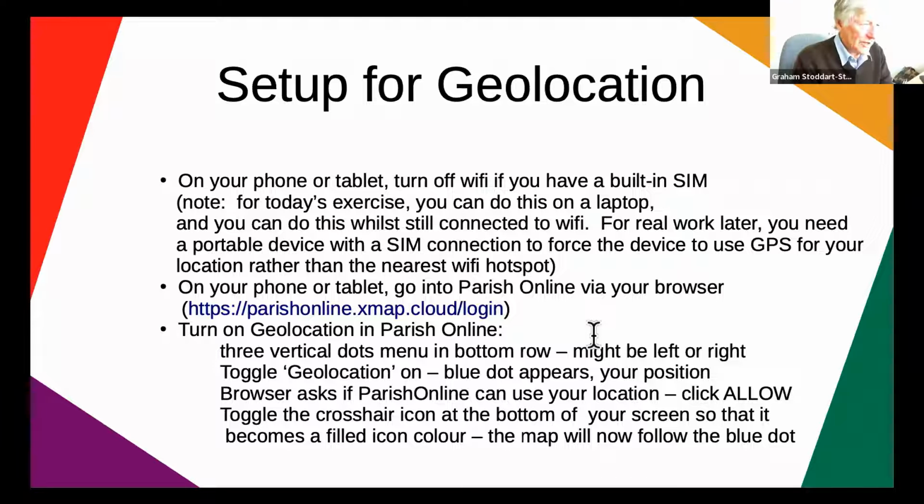So turning on the geolocation toggle just puts a blue dot on your phone, which represents where you are at the moment. Then Parish Online says, maybe use your location to control the map, and you say yes, allow. That doesn't make any immediate change, but what you should do next is move down to the crosshair icon, probably in the middle of the bottom of your screen, and tap that to toggle it so it changes color. That now synchronizes the map to the blue dot.